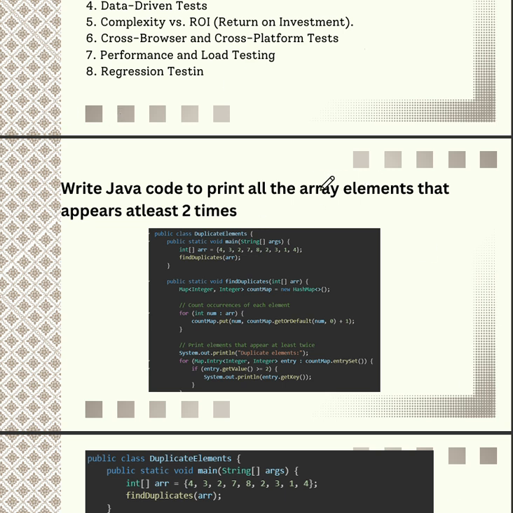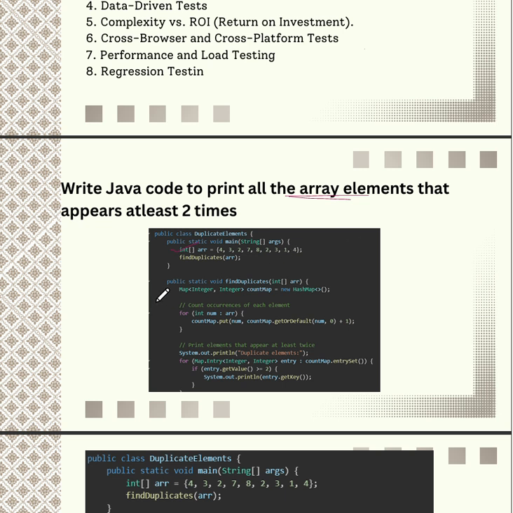In this program, we have to print all the array elements that appear two times. So first we declare the integer array which contains the elements 40, 2, 7, 8, 2, 3, 4, 1, 4. This array contains numbers, some of which appear more than once, and the numbers are 2, 3, 4 and 7.